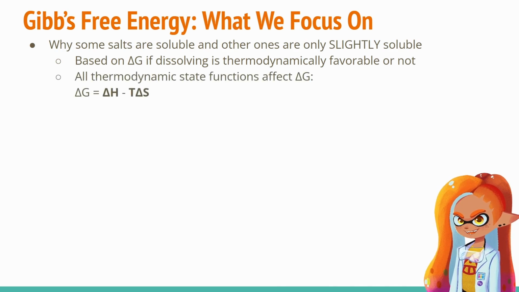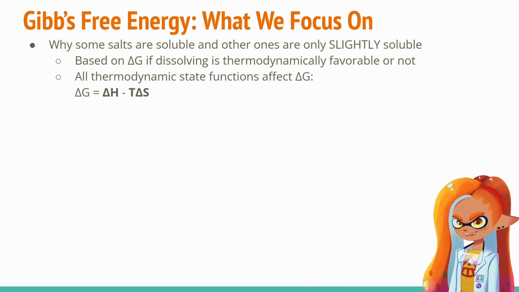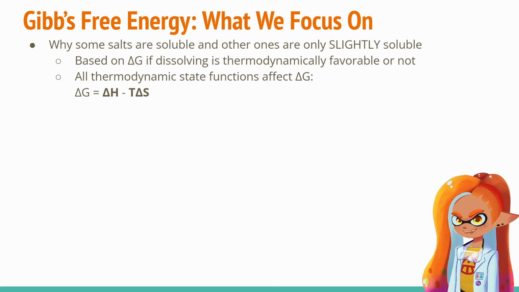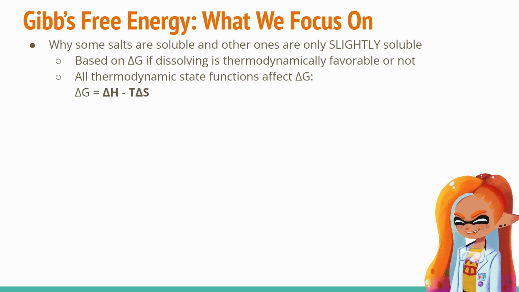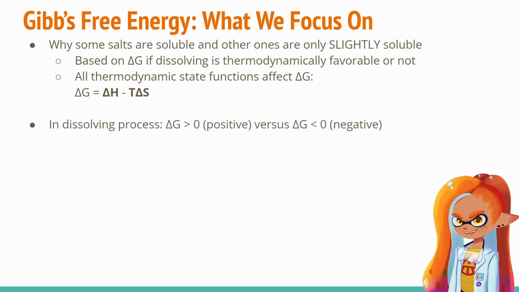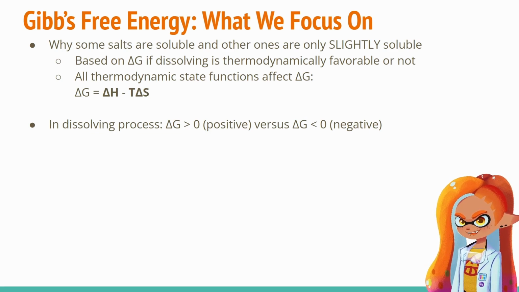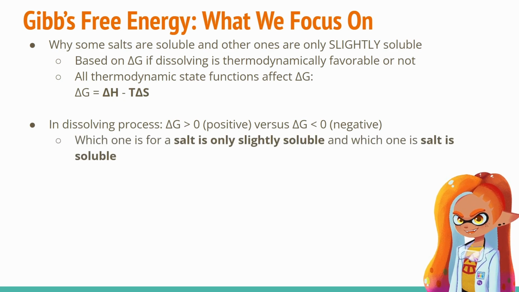And so as a reminder, we have this formula we learned earlier, where it's involving delta H, temperature, and then delta S. All of these state functions affect delta G, and we're going to see how that is implemented when dissolving a salt. And so in dissolving we have two processes. We can either have the positive parts or the negative parts, and then we're going to see how our delta G gets affected by the negative parts and the positive parts.